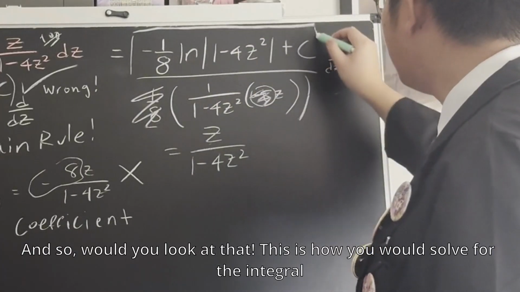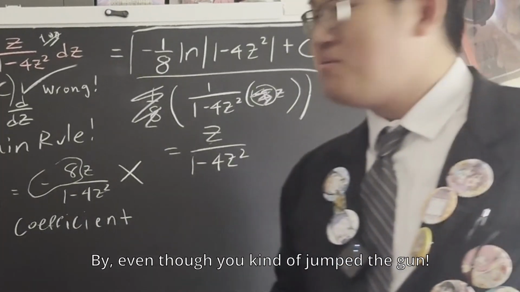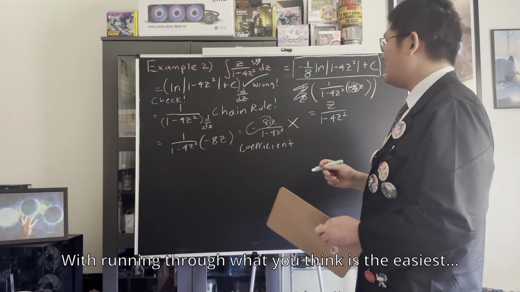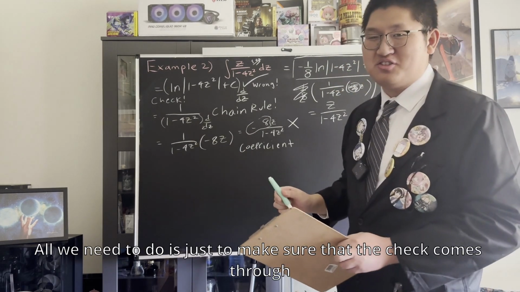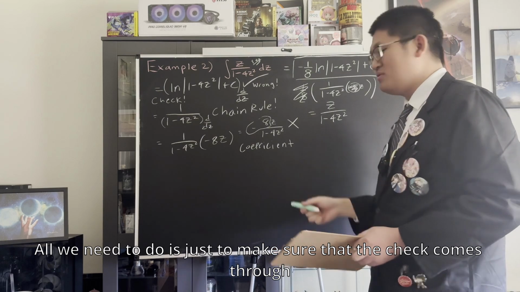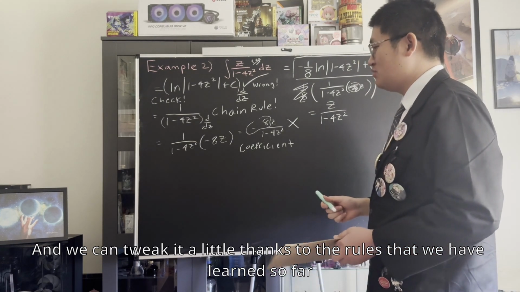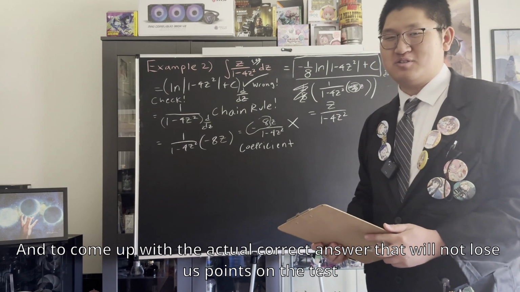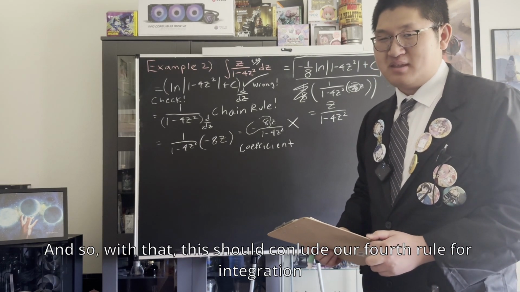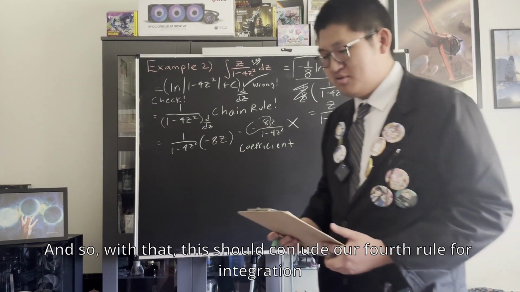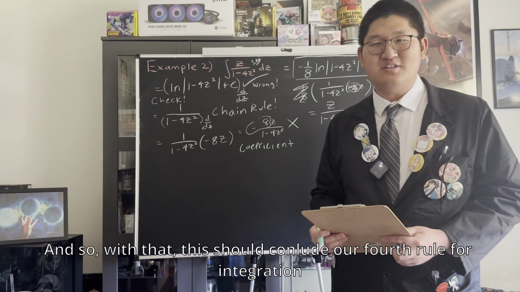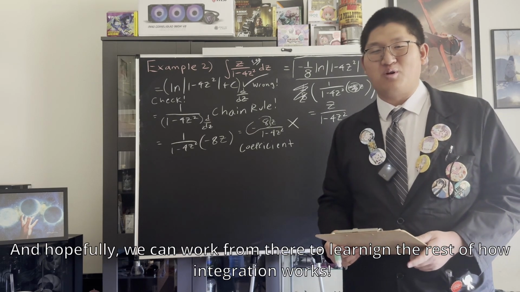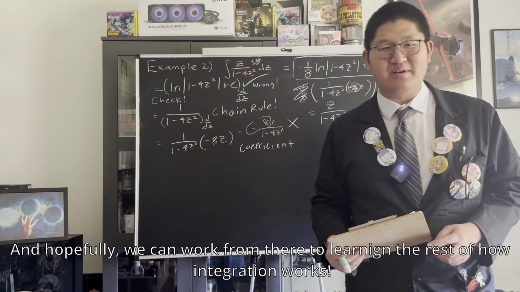And so, would you look at that? This is how you solve for the integral by, even though you've kind of jumped the gun with running through what you think is the easiest, all we need to do is just to make sure that the check comes through. We can tweak it a little thanks to the rules that we've learned so far, and come up with the actual correct answer that will not lose us points on the test. And so, with that, this should conclude our fourth rule for integration. We'll be back next time with some trig rules, and hopefully we can work from there to learning the rest of how integration works.